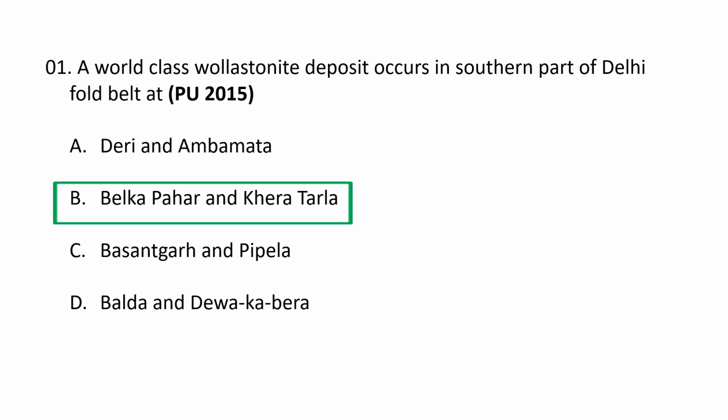A world-class wollastonite deposit does occur in the southern part of the Delhi Fold Belt at Belka Pahar and Kera Tarla. These locations are known for significant wollastonite reserves, and Belka Pahar is particularly renowned as the largest wollastonite deposit in India. So B, Belka Pahar and Kera Tarla, is the correct option.